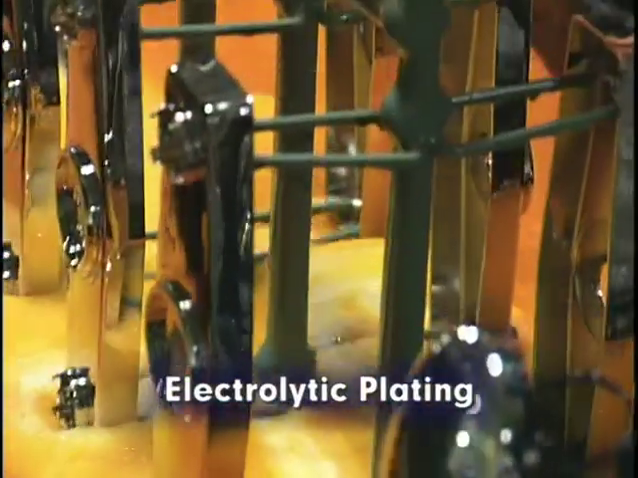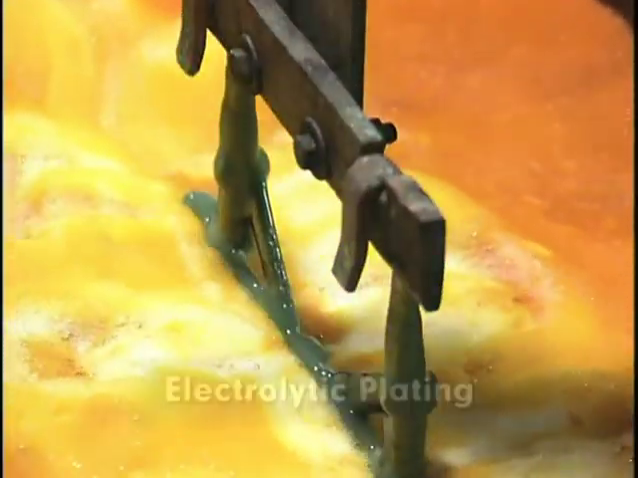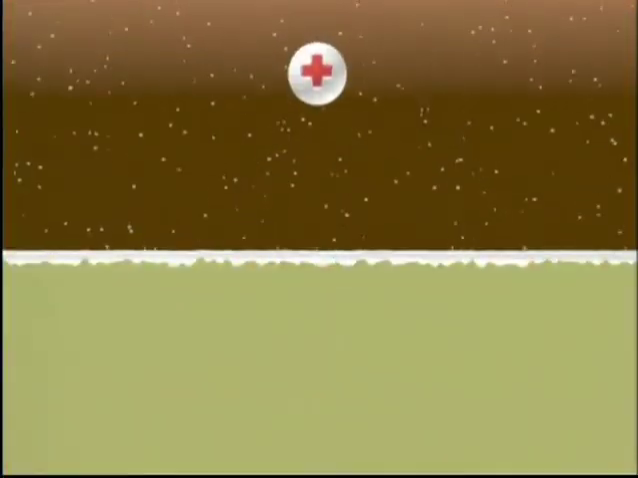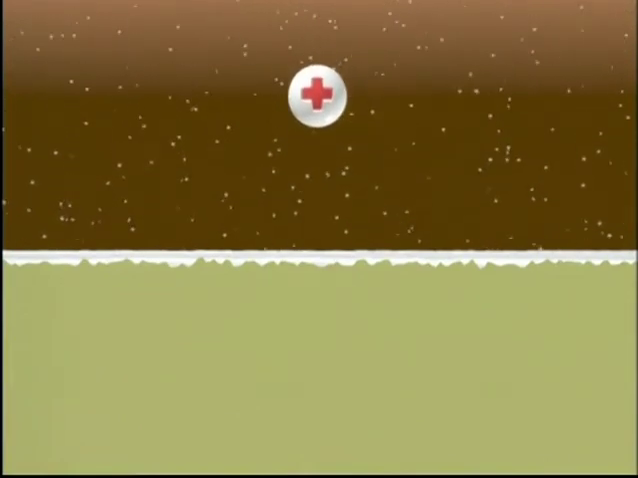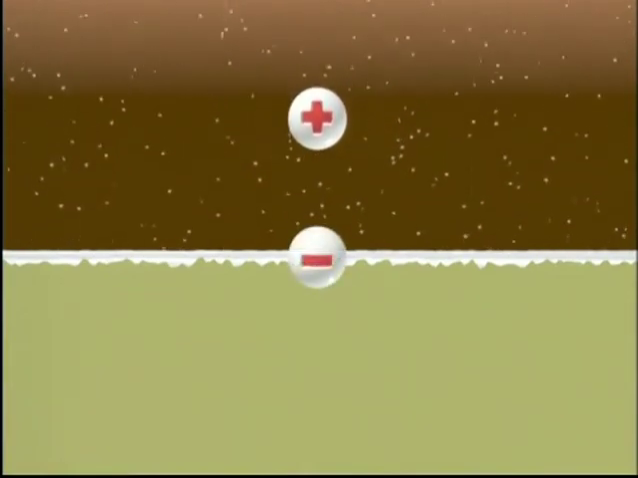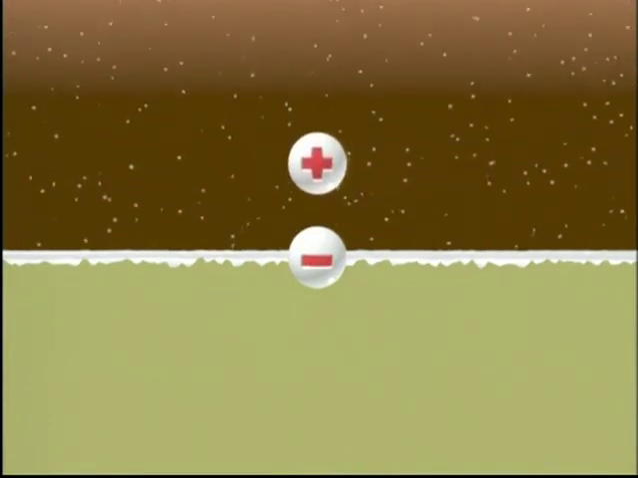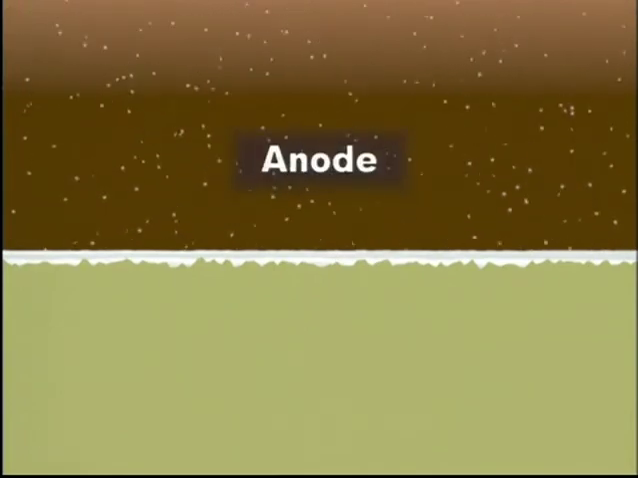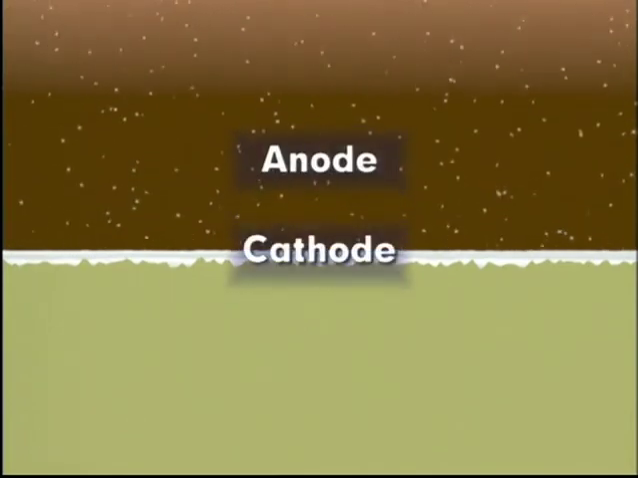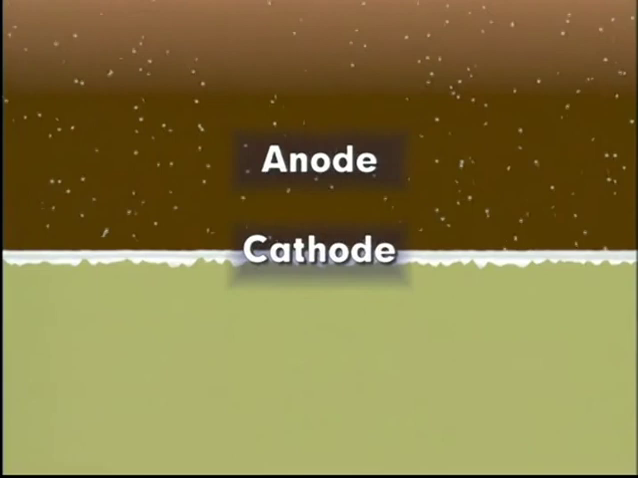Electrolytic plating uses electrical current to draw or precipitate positively charged plating metals out of solution to coat the negatively charged conductive plastic part surface. The positively charged plating metals are referred to as the anode, and the negatively charged plastic part, the cathode.